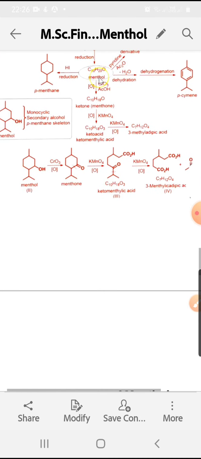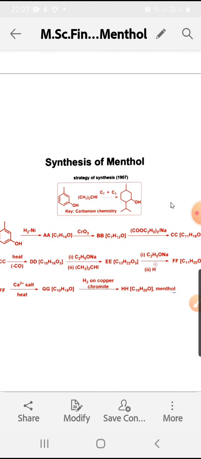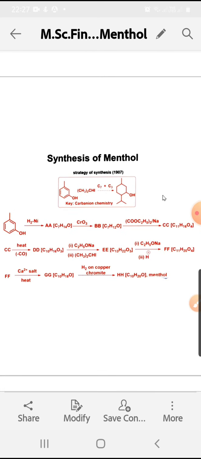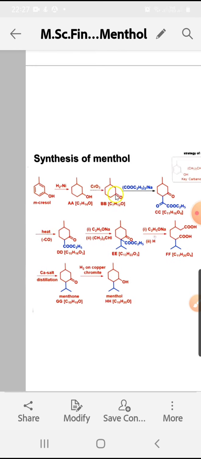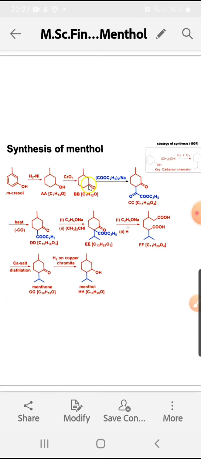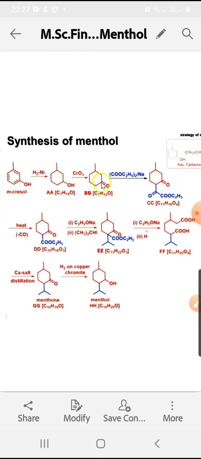Now, last but not the least, we come to the synthesis of menthol. This slide shows the strategy of synthesis. It is a question which can be asked in the examination. In the synthesis of menthol, the starting material is metacresol. The metacresol, when we treat it with isopropyl iodide, we get menthol.